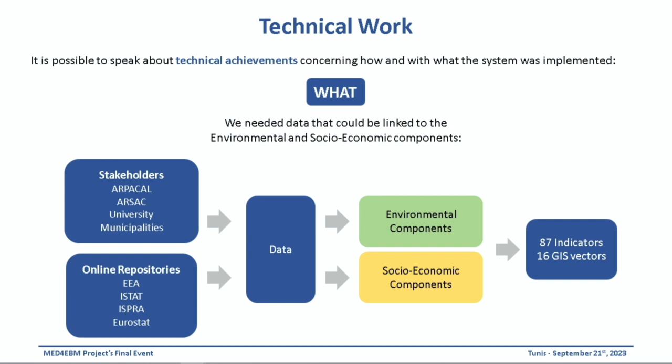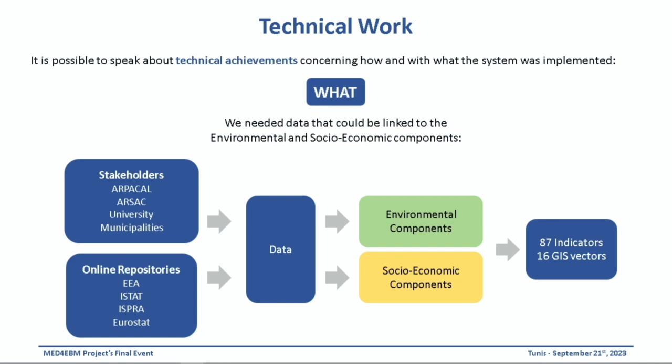Speaking about the what, of course we needed data to fill the system and the system diagram. We gave the priority to the stakeholders. We tried to reach the stakeholders to make them give us the information that we needed. But we also, at least at the beginning, tried to retrieve this data from online repositories. We actually worked on this data at Excel level, database level, and inside the software level. We appended the information to the components of the environmental and socioeconomic matrices.